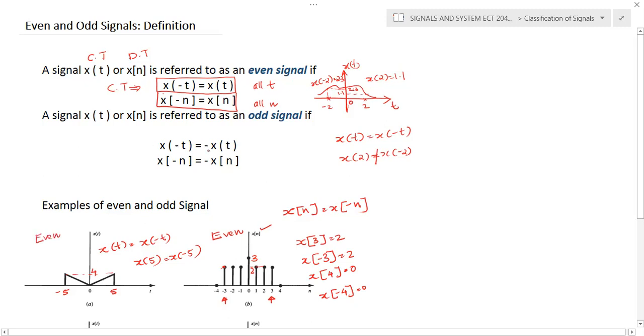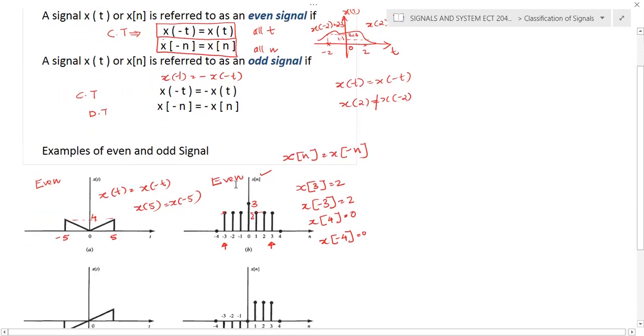Now we can think about the odd signal concept. If a signal is odd, it should satisfy this particular condition. For a continuous time signal, x of minus t is equal to minus of x of t. Or we can write it in another way: x of t is equal to minus of x of minus t. Both are correct. Similarly, for the discrete time signal, the equation is x of minus n is equal to minus of x of n.